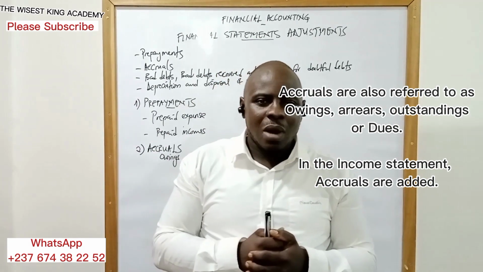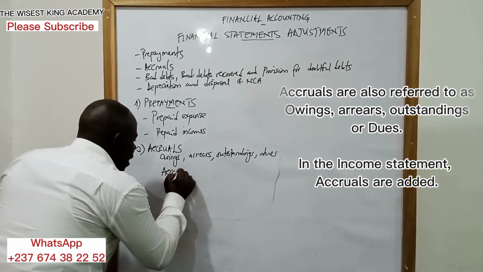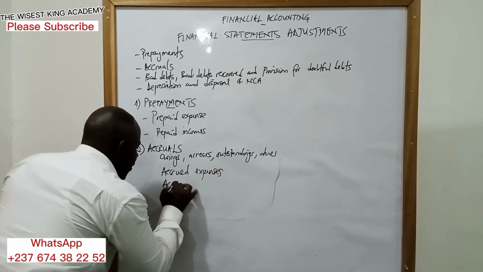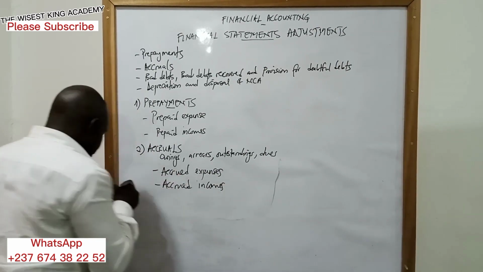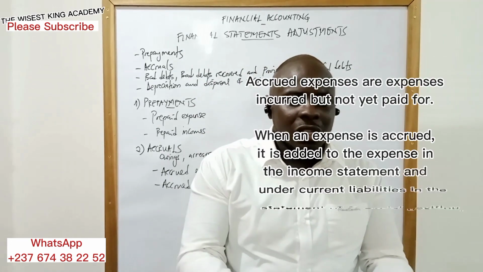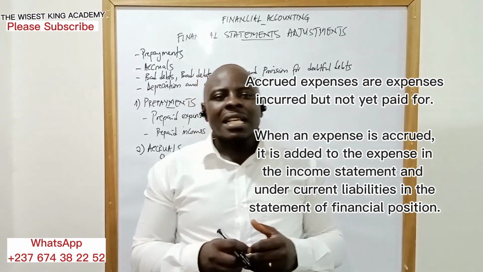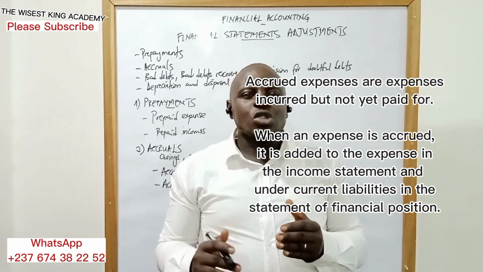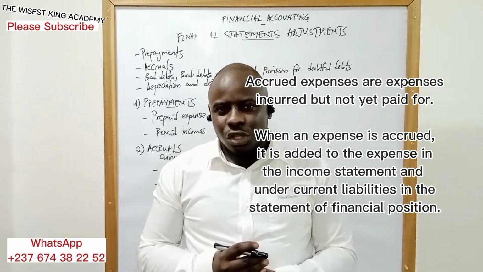There are two types of accruals. There are accrued expenses and accrued incomes. Accrued expenses are expenses incurred but not yet paid for. Accrued expenses are added back to the expense in the income statement and are also added under current liability in the statement of financial position.